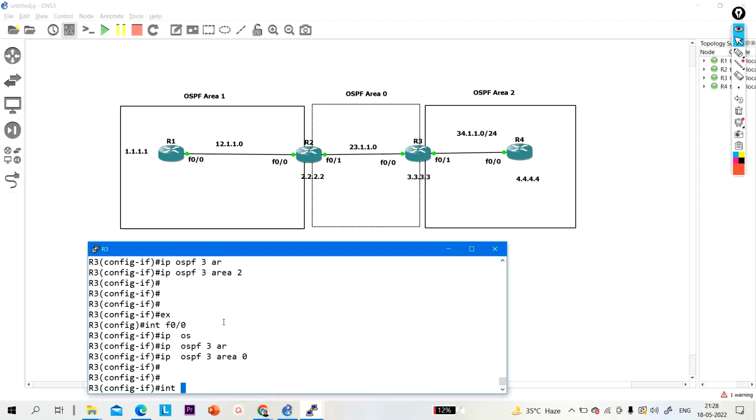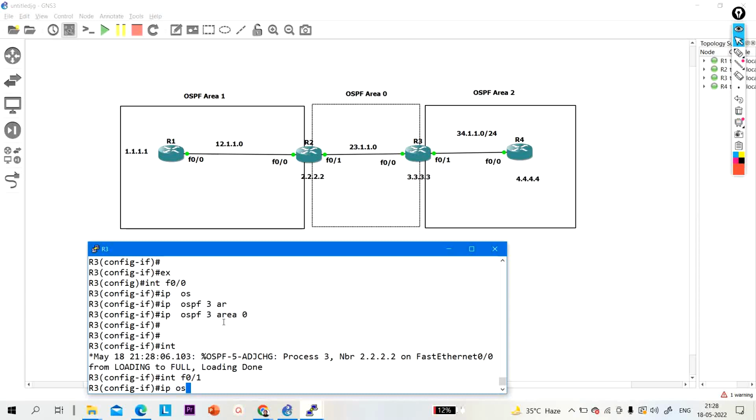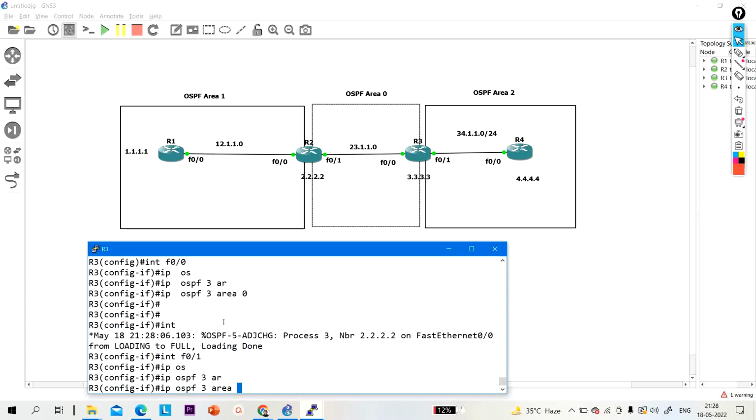Now interface. Why is neighborship not coming up? Yes, you can see now neighborship is in full state. So loopback interface you have advertised in area 2, right? Yeah. Interface Fast Ethernet 0/1, IP OSPF 3 and area 2.